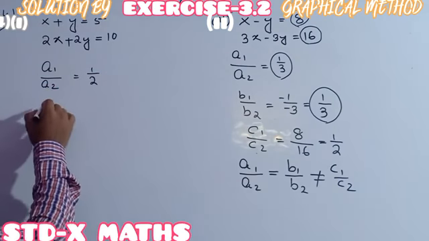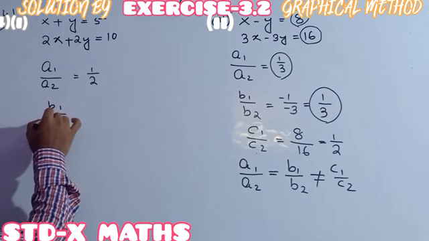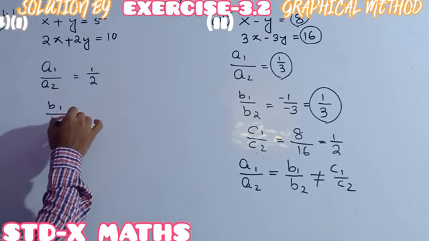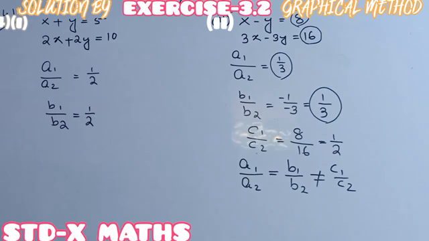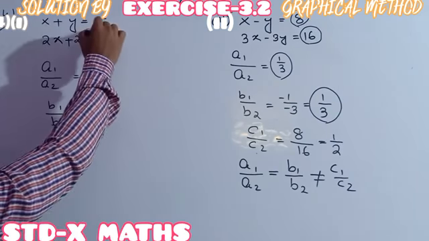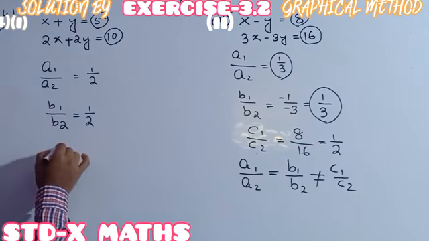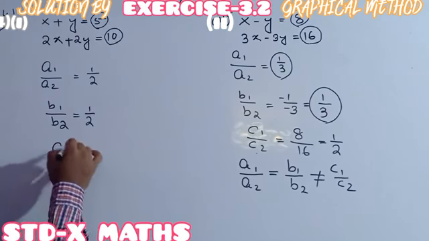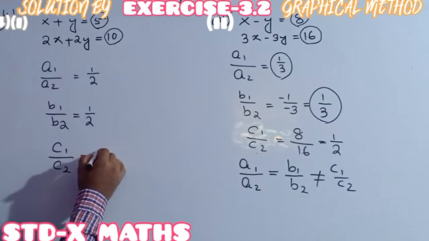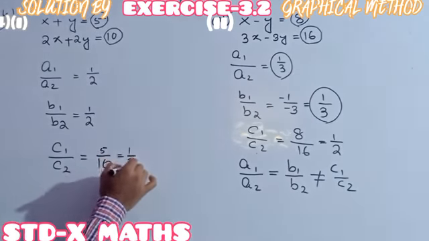Then after, here it is b1 divided by b2, it is our 1 by 2. b1 by b2, it is also 1 by 2. Then after, c1 by c2, as both the constant term is on the right side of the equation, no need to change the sign. Directly you have to find the coefficient of the constant term, which is equal to 5 by 10, which is also our 1 by 2.